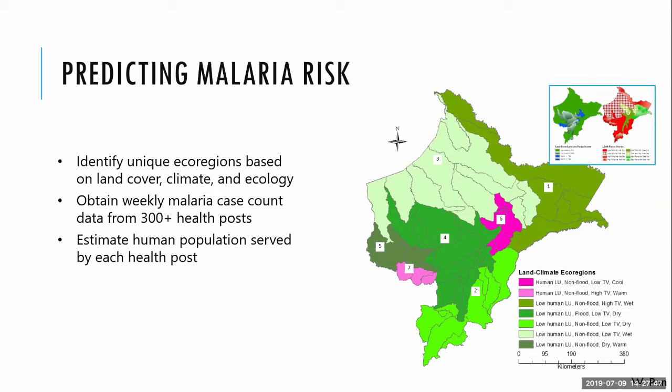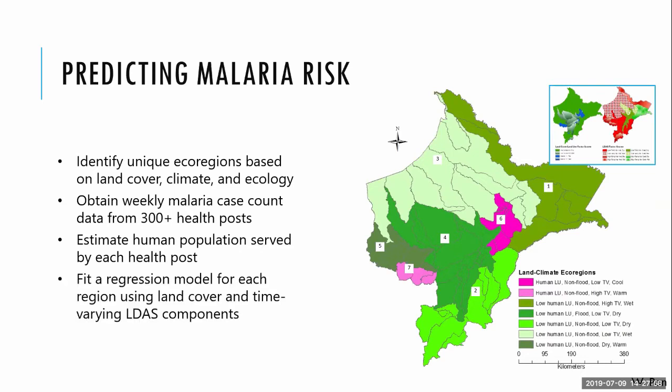Using Earth observation, nighttime lights data can be very helpful. Data on selective logging activities and road networks from high resolution data, trying to find human activity. Then we try to fit a regression model that takes advantage of the hydrometeorological information from our land data assimilation system and our land cover information, and tries to predict these infection rates over time.